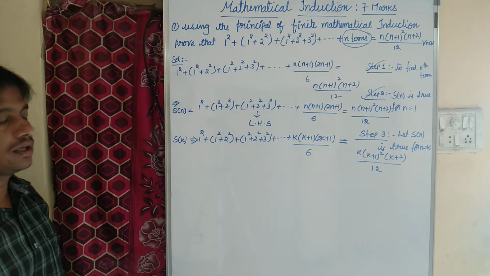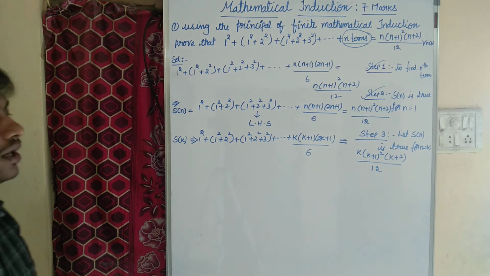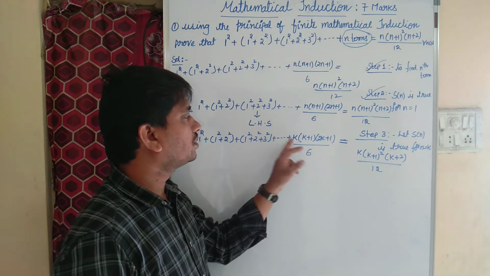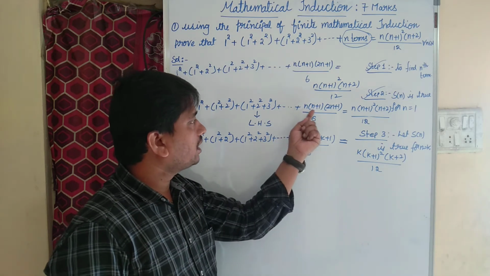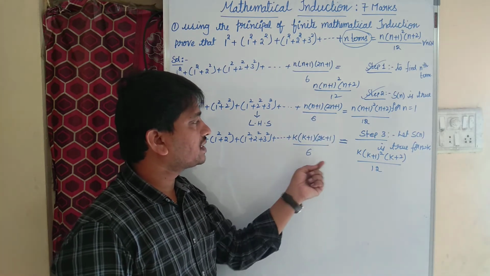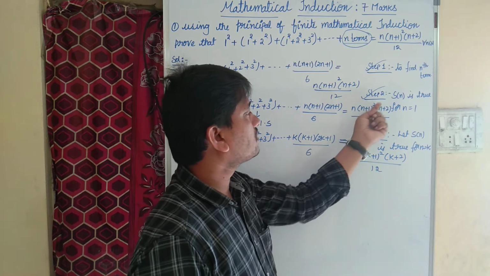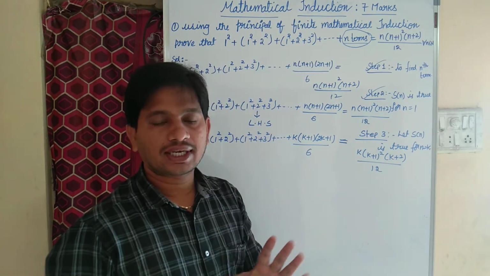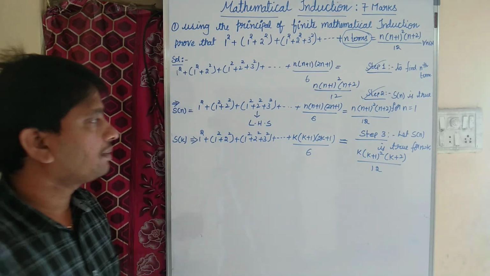So what is our step 3? Let S of n be true for n equal to k. In place of n we need to substitute k, I mean k into k plus 1 into 2k plus 1 by 6 equal to k into k plus 1 whole square into k plus 2 by 12. That is our third step.